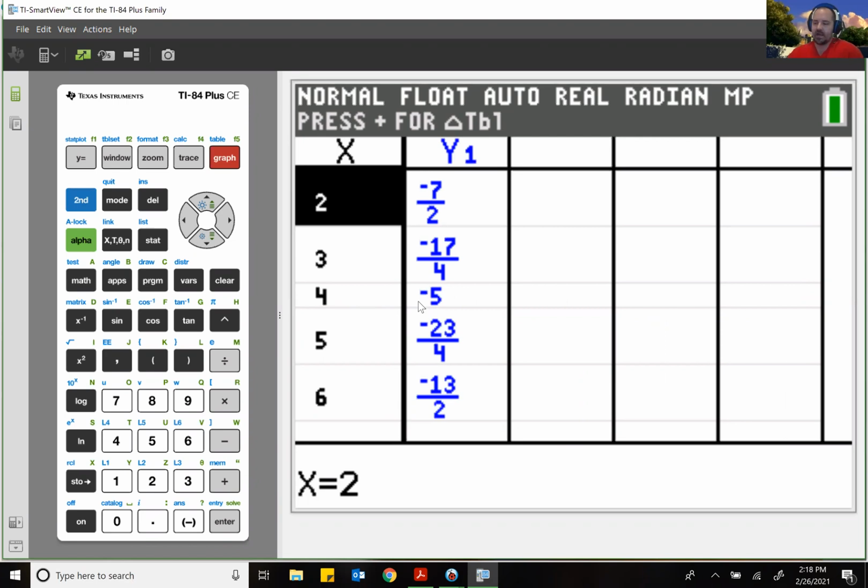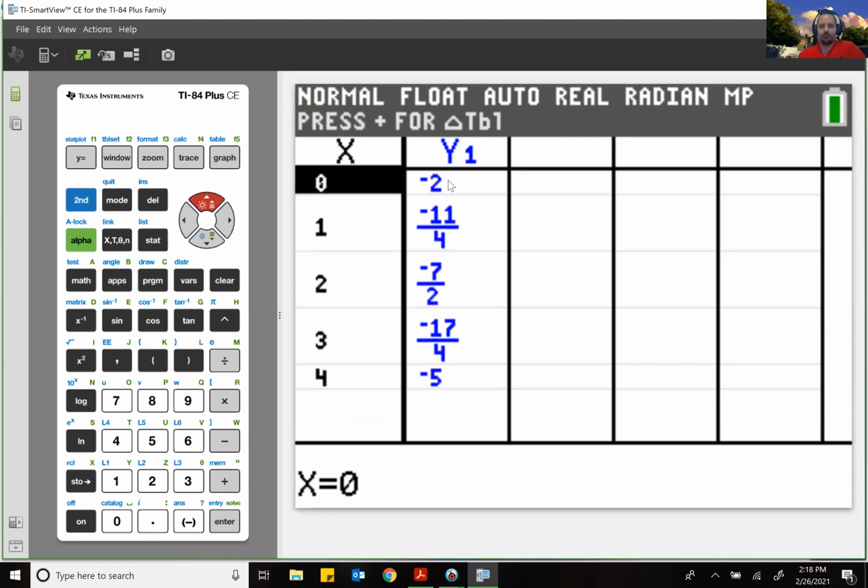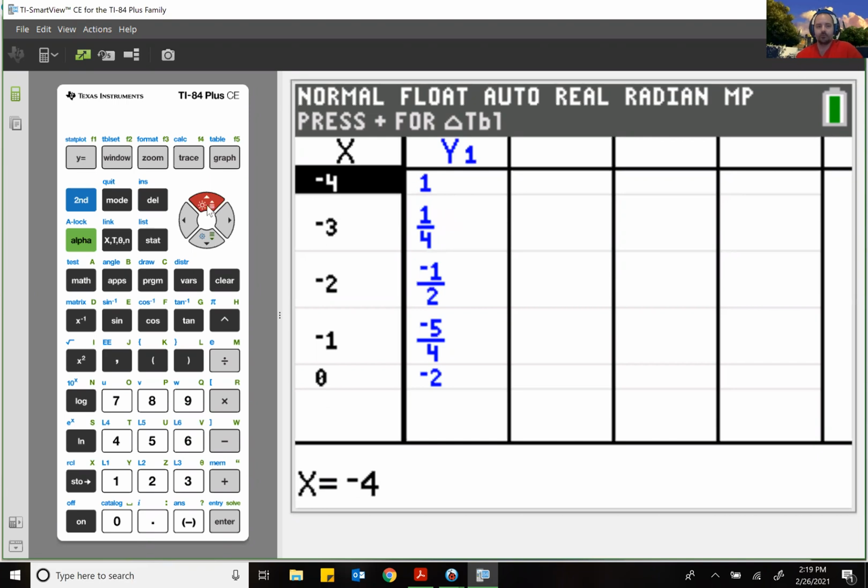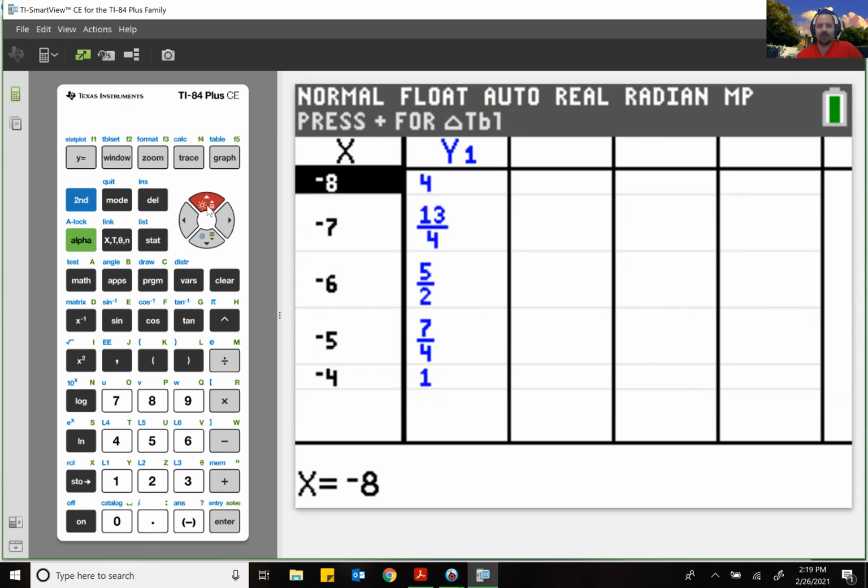4, negative 5. So I'm going to write that point down. And then I'm just going to scroll up. Let's look for another one. Oh, there we go. 0, negative 2. And if you kept scrolling up, another possible point that I would use, maybe negative 4, 1. And again, you have more graph than what I drew. There's another one, negative 8, 4 that you could use. So you just need 2 of those.